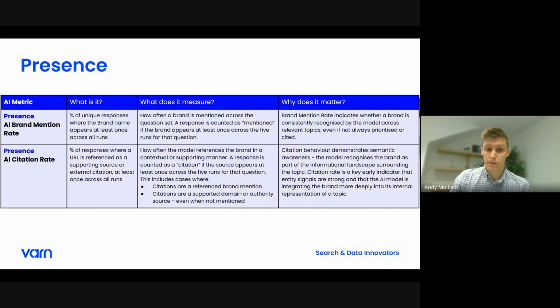So presence, these are the two I said earlier. These are probably the most important ones. They are the brand mention rate and the citation rate. For the brand mention rate, it's how often your brand is mentioned in the responses as a percentage. If it's 100%, perfect. If it's not, then we might do some digging. And citation rate, same thing, but for links. So is your content referenced in the response? And again, what's the percentage frequency of that happening?